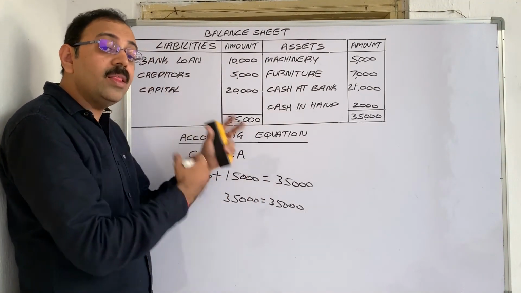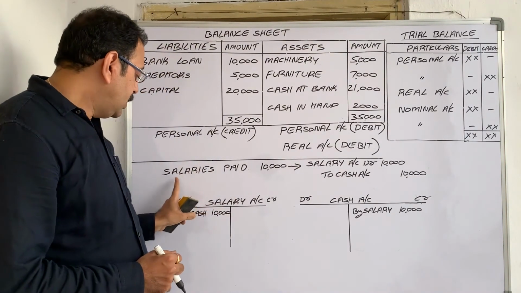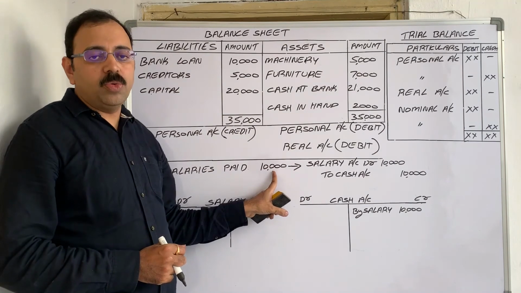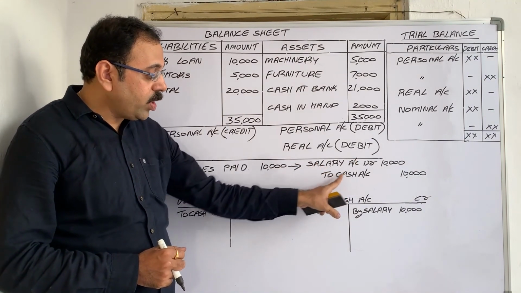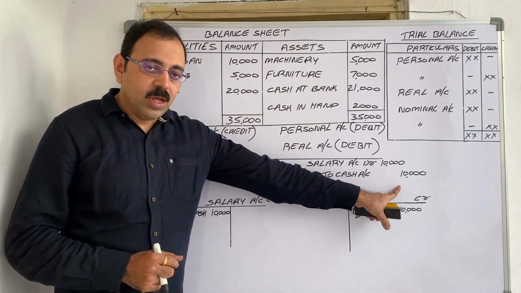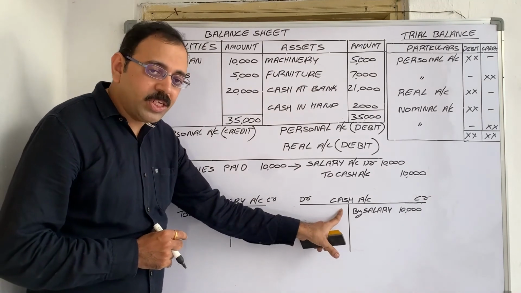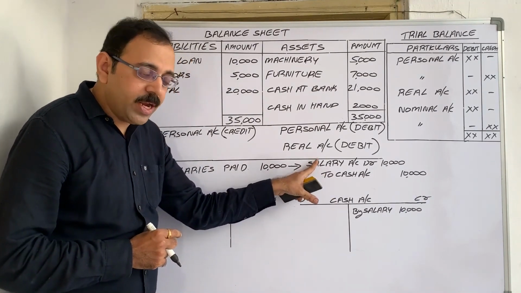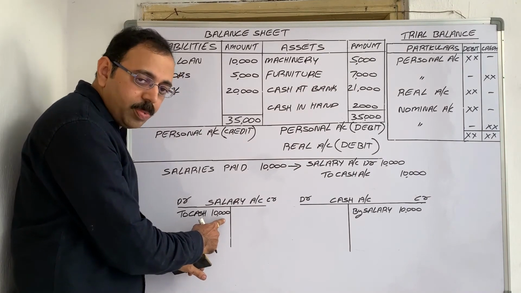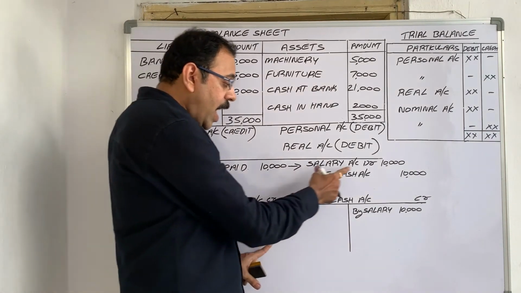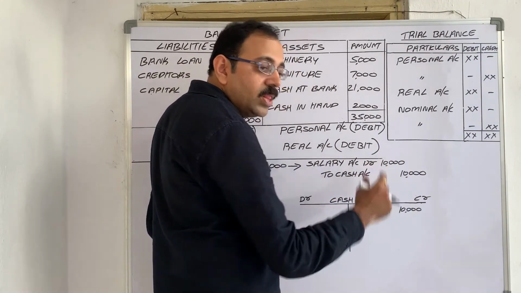Same point in another manner also I'll explain to you. Take one transaction. Salaries paid 10,000 rupees. What is the journal entry for this? Salary account debit to cash account 10,000. Now in the ledger, we open salary account, we open cash account. As salary is debited, in the salary account debit side we have to post 10,000 rupees. Similarly, as cash is credited, in the cash account credit side we have to post this 10,000 rupees.